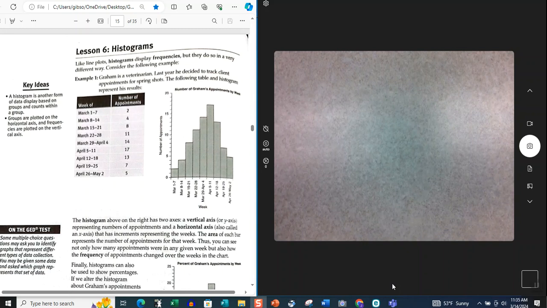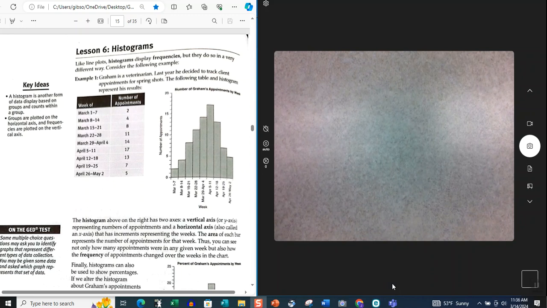Okay, class, we're about to start lesson 6, histograms. It says, like line plots, histograms display frequencies, but they do so in a very different way. Consider the following example. Example 1.